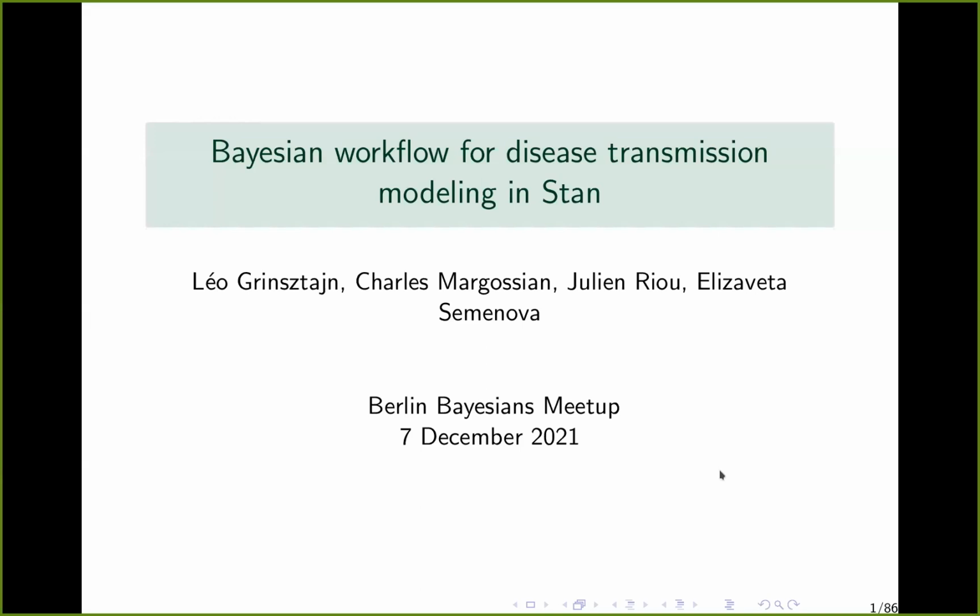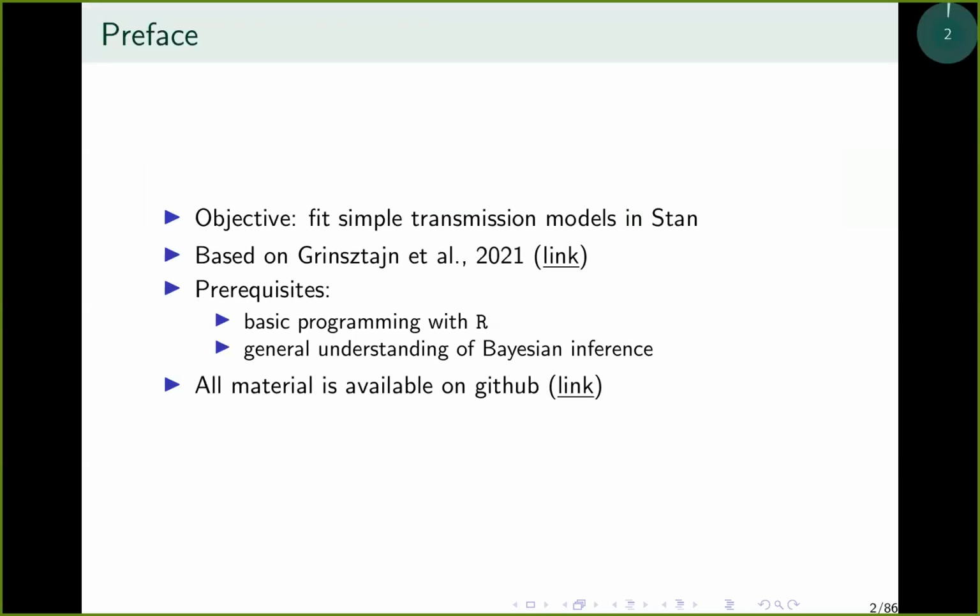And so we will share the presentation in three parts. I will start with a bit of introduction about transmission models, and then we will have some more hands-on tutorial of how to do it really in Stan and a few more examples. So the objective of this presentation and this paper in general is to show how to fit a simple transmission model in Stan. And it's based very thoroughly on this paper that is linked here.